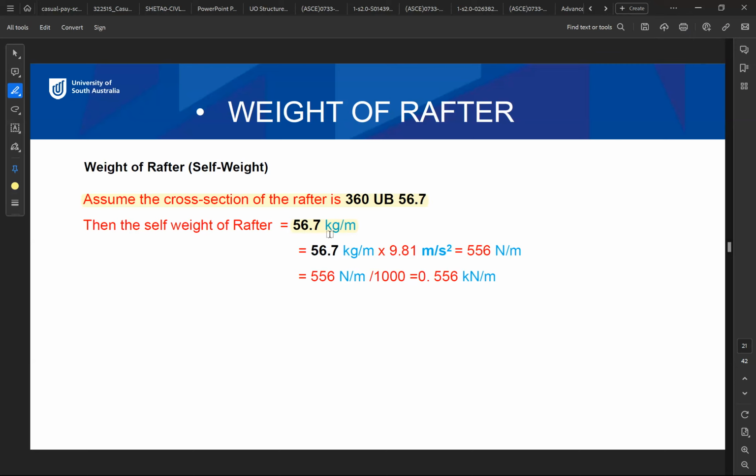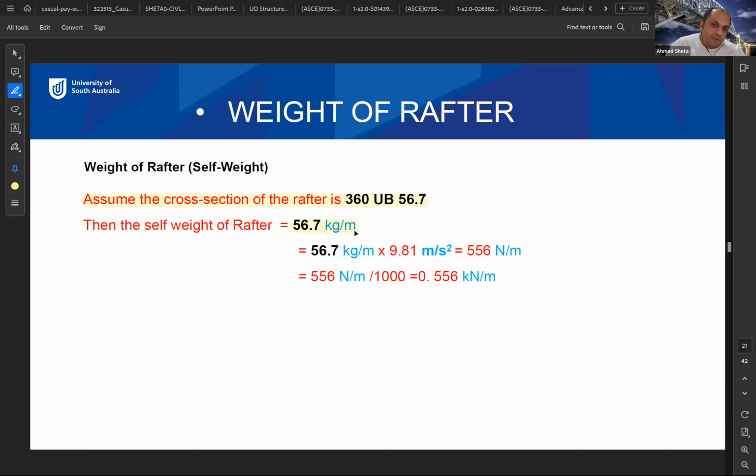Okay, but when we make our assumptions for the calculations, we base it off 360 UB 56.7. Yeah, you can use the same assumption like here. So what is the own weight of the rafter? 56.7 kilogram per meter. So what do you need to multiply it by, the load width, or do we just need to convert it from kilogram to kilonewton? Just from kilogram to kilonewton.